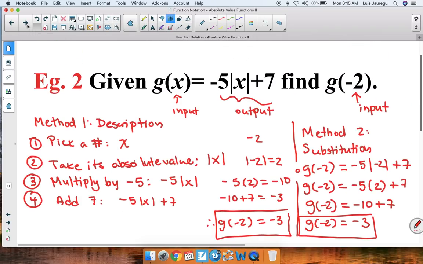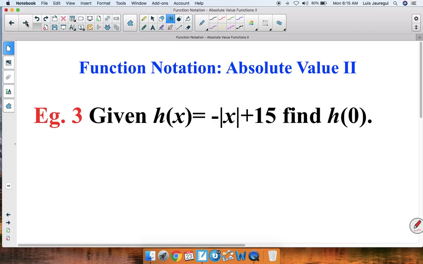Now let's see one more example. Example 3. Given h of x is equal to the opposite of the absolute value of x plus 15, find h of 0. So let's go ahead and figure this one out using our two methods. So method 1, description.